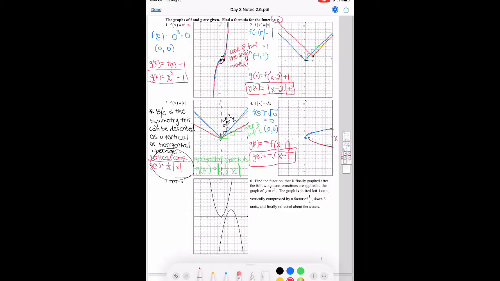All right, number 5. So we have a quadratic function. We know that this is our original. Plug in 0, 0 squared is 0. Plug in 1, 1 squared is 1. Plug in 2, 2 squared is 4, etc. So we see that for our transformed line, it's definitely reflected. It flipped down, meaning a vertical reflection. So we definitely have a negative on the outside.